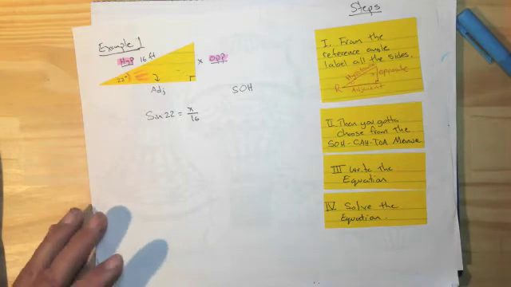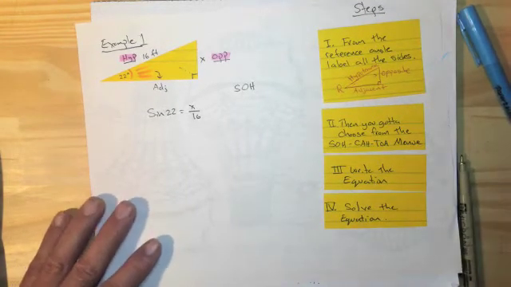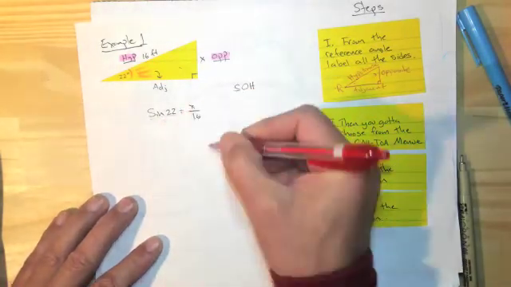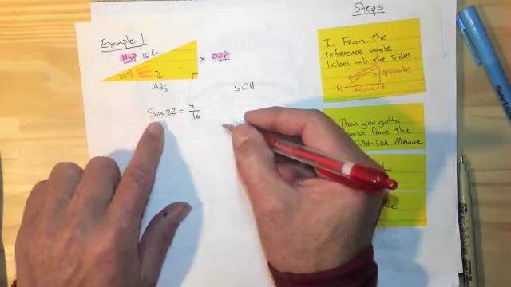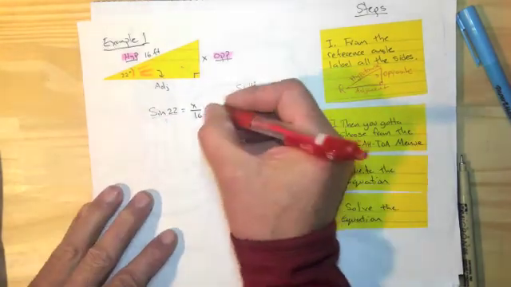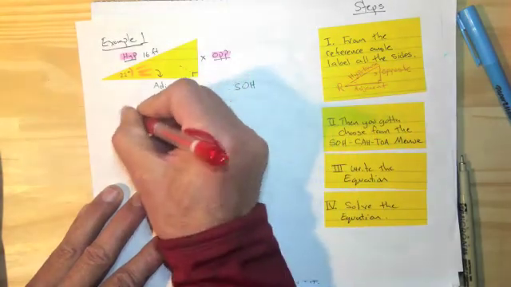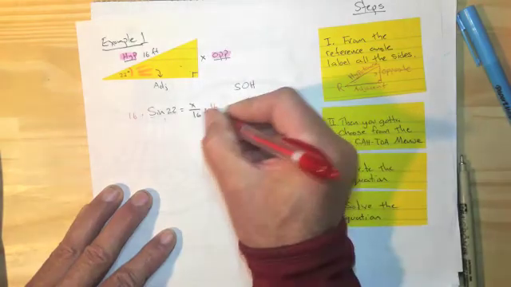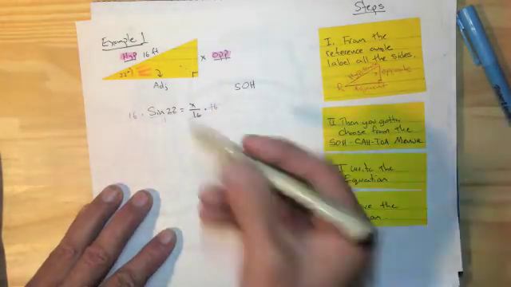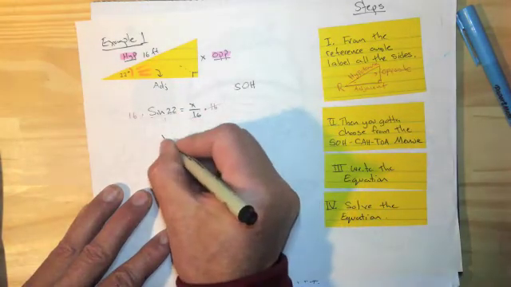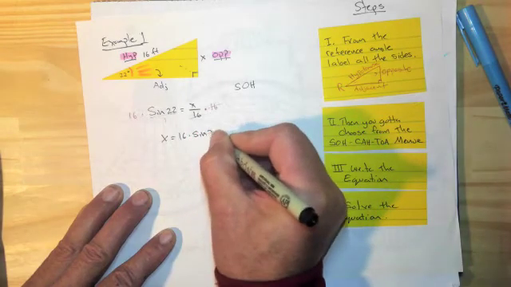So that's basically it. So I'm going to look at this and say, how do I solve this equation? Well, remember, this could be thought of as a proportion. I could cross multiply, or I could think about multiplying both sides by 16. That's what you normally see. I'm just going to do it that way. Multiply by 16, and that's going to get X by itself because that's going to cancel out the 16s. And over here I have 16 sine 22. So I'm going to say that X equals 16 times the sine of 22.